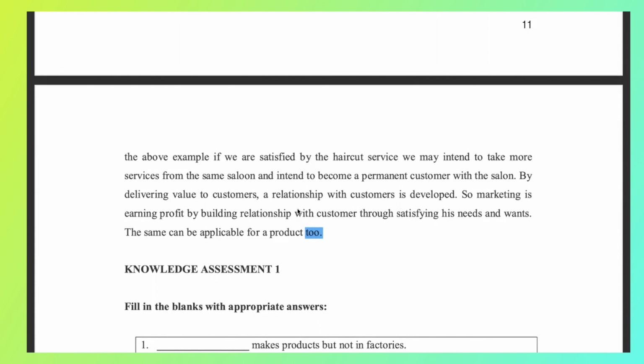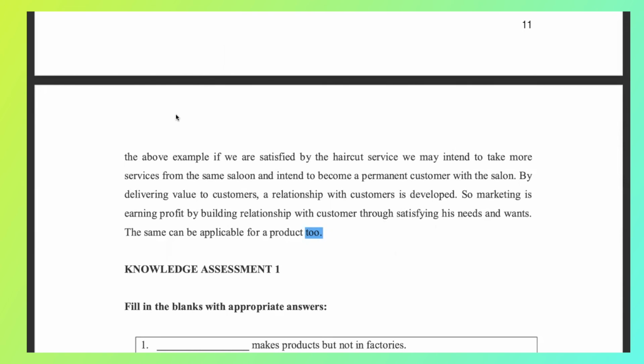Now there's a relationship between customers and marketers. So when you're delivering value, that's the benefits that you get from a service, and that's what the customer likes. So now the customer comes to your company or your service every time. So marketing is earning profits by building relationship with the customer through satisfying his or her or their needs and wants. And the same can be applicable for a product too.